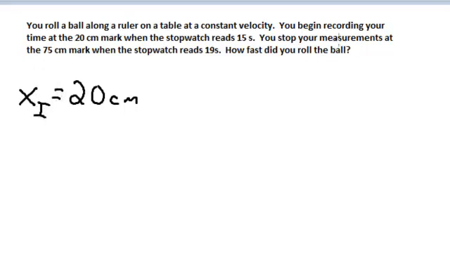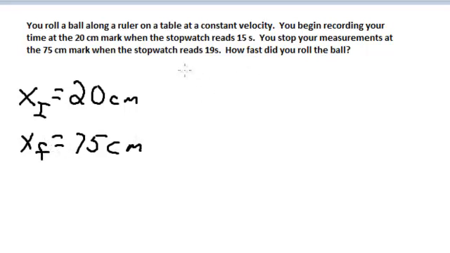A short time later, the ball is at the 75 centimeter mark. This is once again a position. It's telling us where it is, and it's done at a later time. We're going to say that this is the final position.